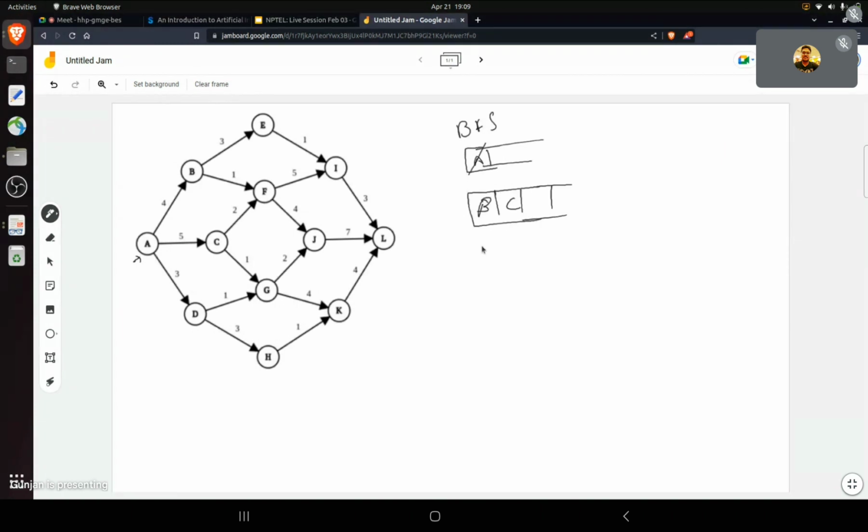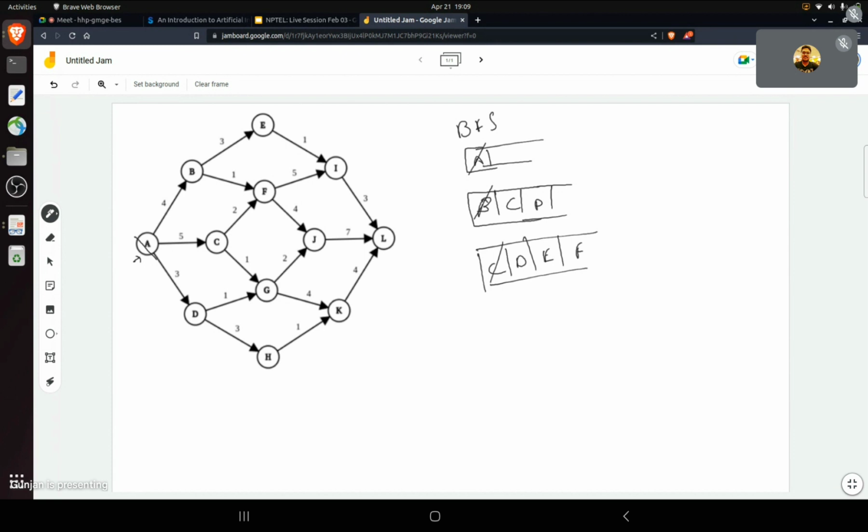So the order will be B, C, and D, right? Then we will pop B, right? What are the neighbors of B? E and F. So the queue will progress like C, D. Then we will add E and F. Okay. Then we will do C.